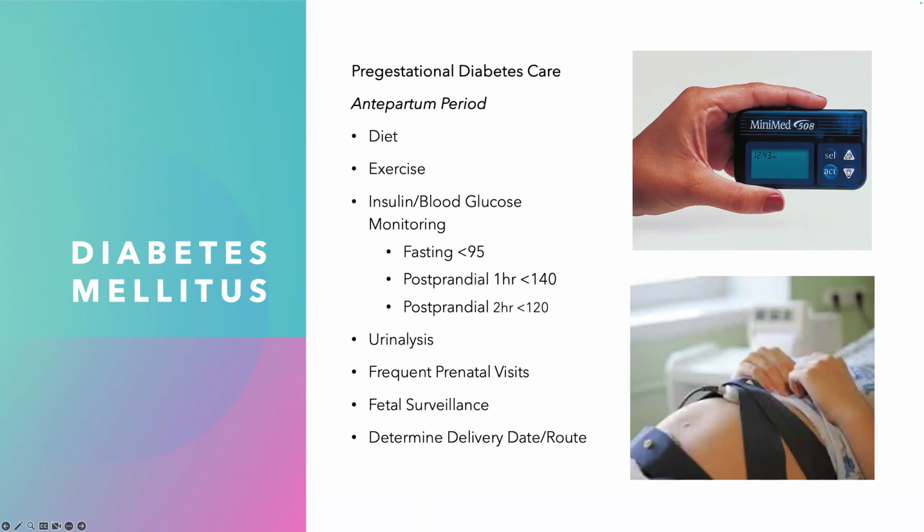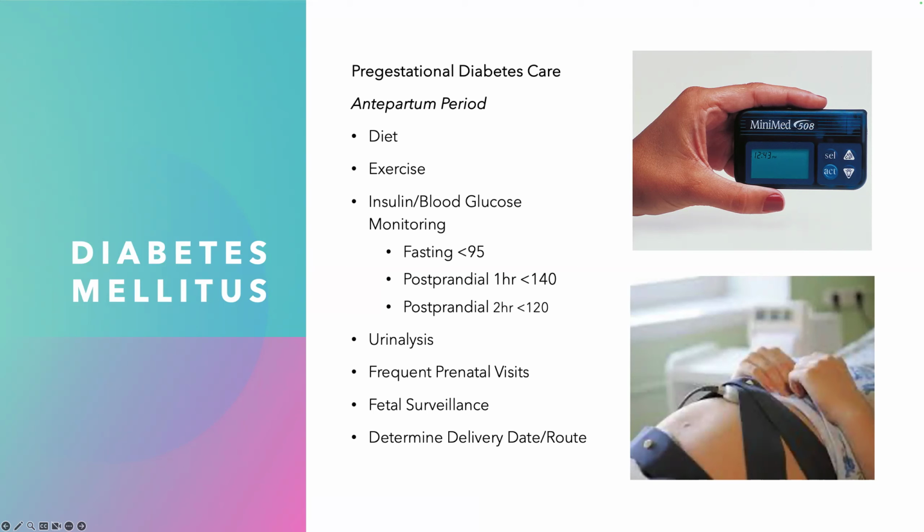Typically, in somebody who's not obese, they're having about 30 calories per kilogram per day. In somebody who's obese, it's going to be closer to about 25 calories per kilogram per day. No more than 50% of their diet should be carbohydrates, but we absolutely can refer them to nutrition if necessary.